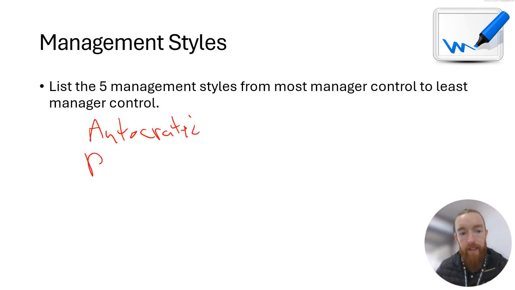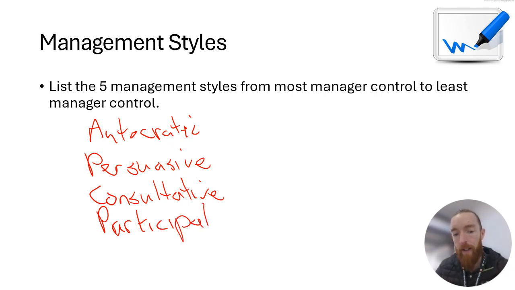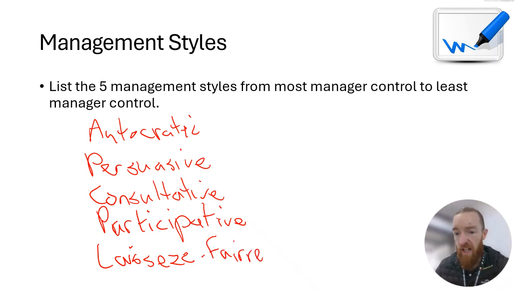Then we've got a persuasive management style with slightly less control, where they sell it. Then we've got consultative, where they talk back and forth, but the manager still makes the decision. Then we've got participative, where they talk back and forth and then come to a decision together. And then we've got one that I can still never spell, which is laissez-faire. Laissez. There's an I in there. E-Z-Z-F-A-I-R-R-E. Close enough. Where they give up all control to the employees who are experts in their area to then come up to a decision.